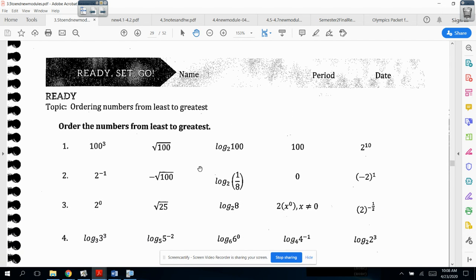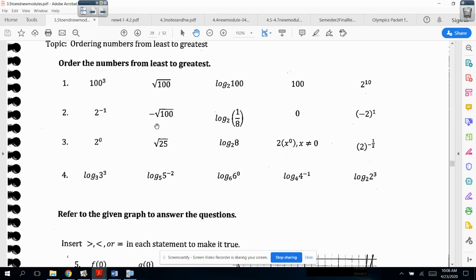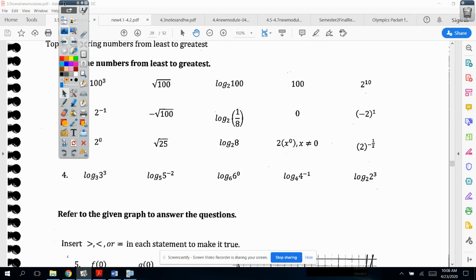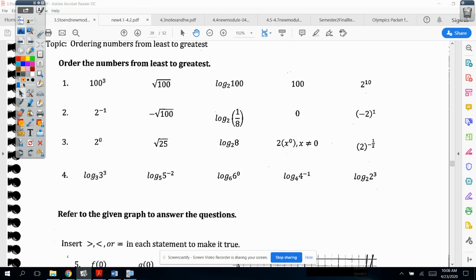The first part is just putting things in order from least to greatest. You can list them out. I put 1 for the least and 5 for the greatest on mine because I didn't feel like they gave me a lot of space here. I had to do some thinking and some number crunching on a few of these.